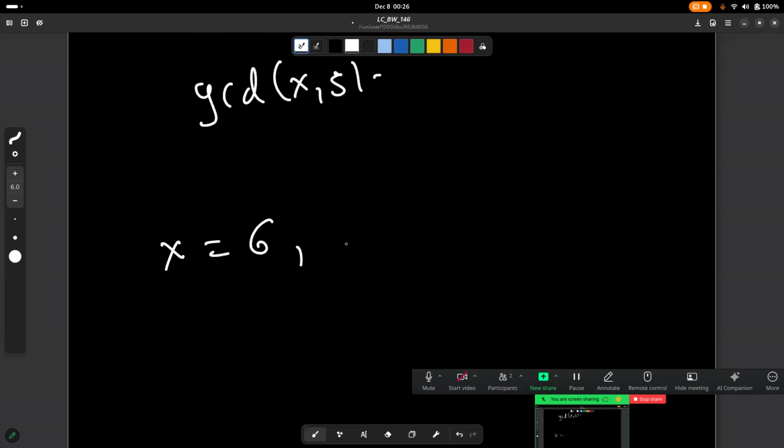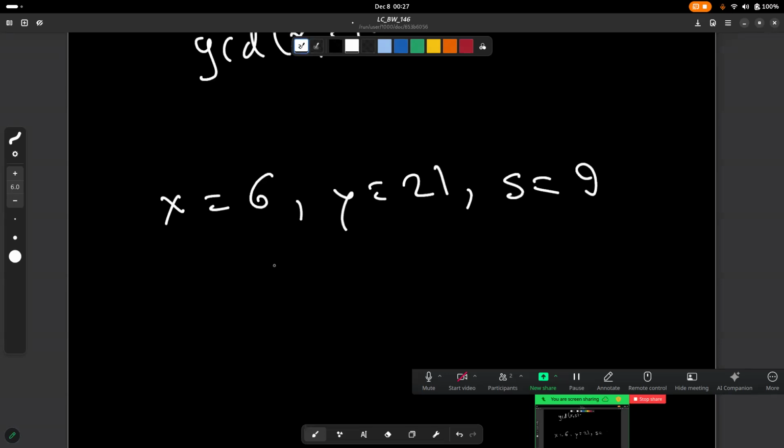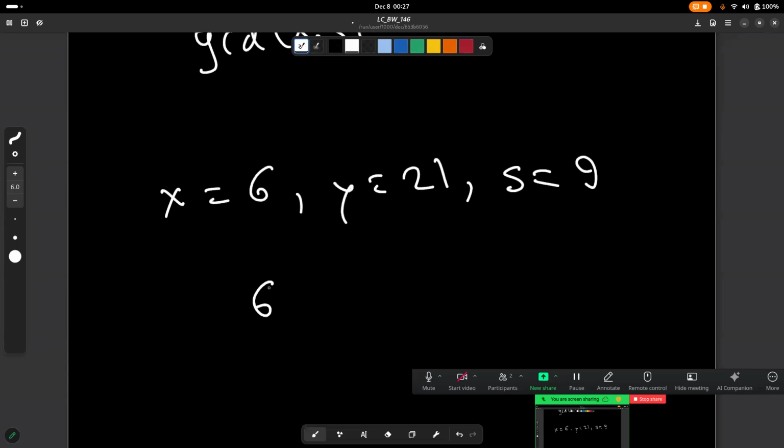So consider this is 6, Y is... consider GCD of 3, and 3 3s are 9, but then that won't work. So Y is 7 3s are 21, and consider the smallest multiple of 3 that you have is 3 3s are 9. So okay, what we are saying over here is you can add an edge between 6 and 21.